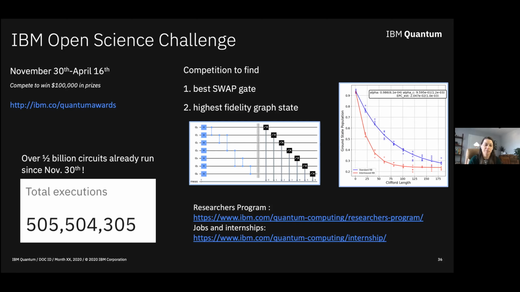Okay, I see. So it's to try to compile the best swap gate with the operations you have available. Right. Yeah, I think you could incorporate control techniques, compiler techniques, whatever. Yes, whatever.